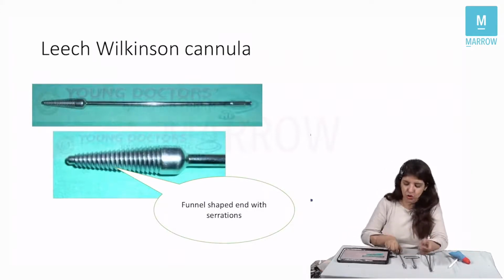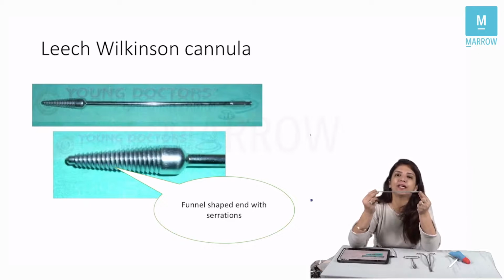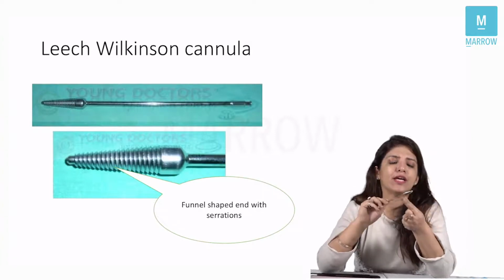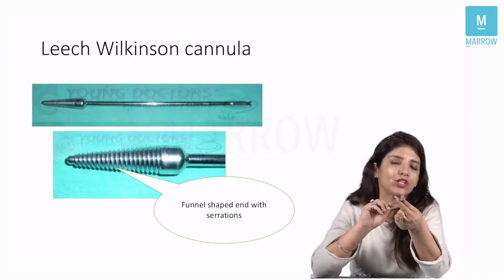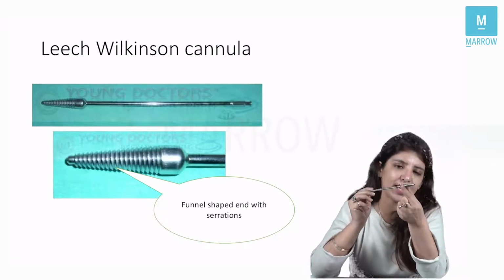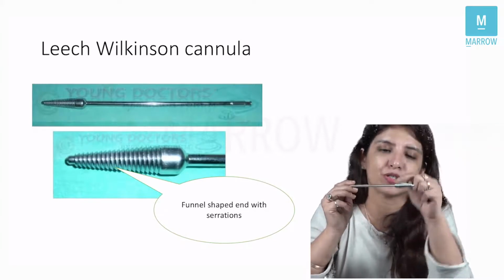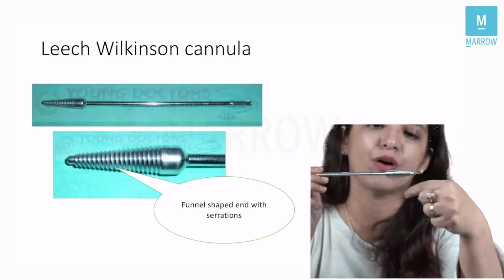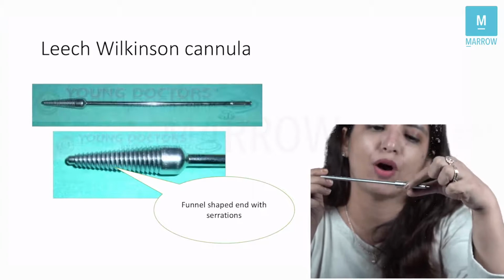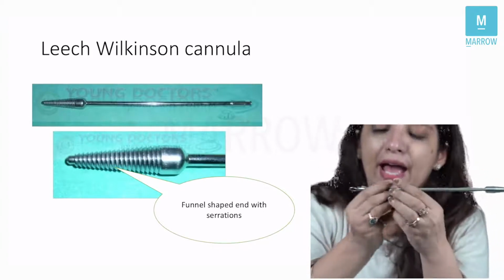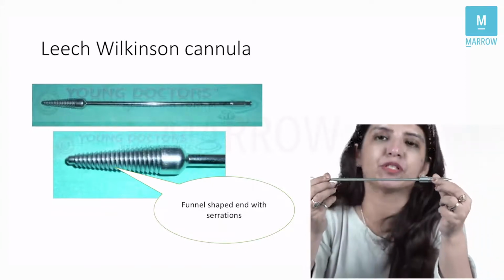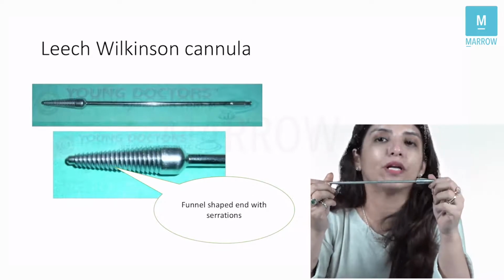One of the special gynae instruments is the Leach-Wilkinson cannula. It is very easy to identify because the distal end will be funnel shaped. Can you see this? It's a funnel shaped end, and in it you have rounded serrations encircling the funnel, present throughout the funnel shaped end. The proximal end will have a stellate. So a funnel shaped cannula is a Leach-Wilkinson cannula.